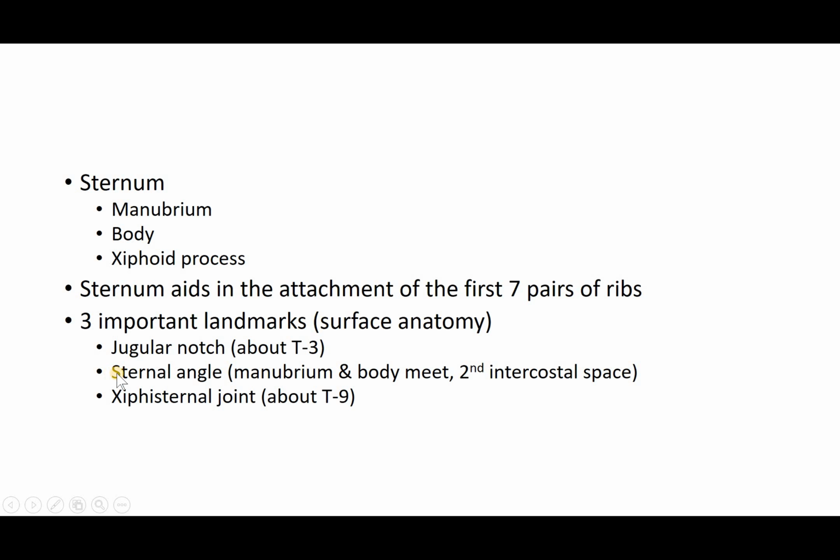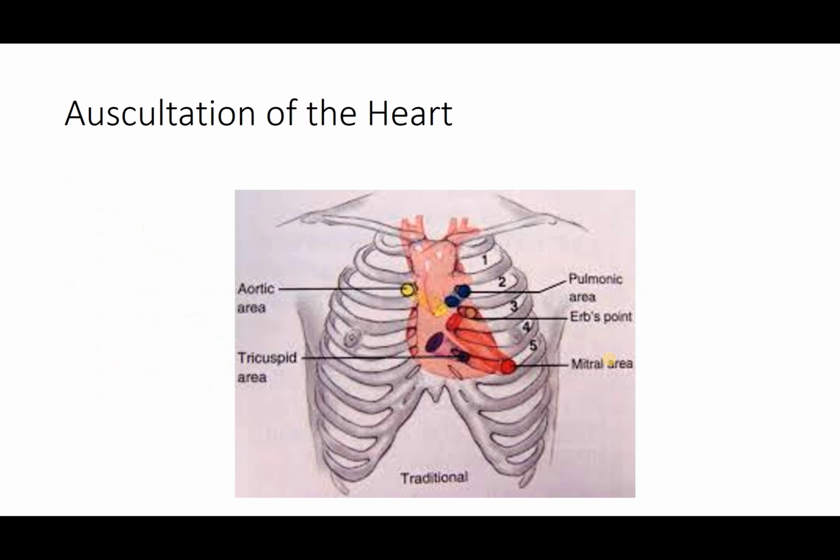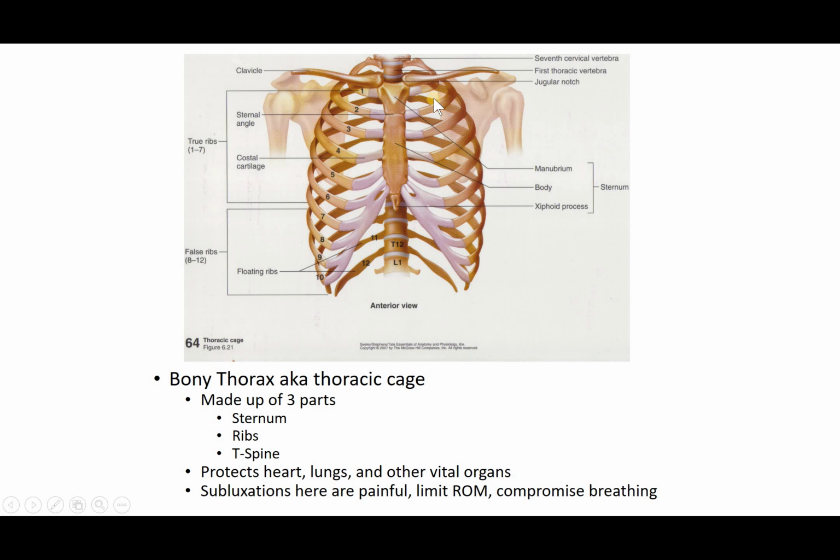Okay, this bullet here, the sternal angle, is where the manubrium and the sternal body meet, and it meets at the second intercostal space. So let's back up. Okay, right here, there's rib 1, space 1, rib 2, space 2. Okay, the angle is right there, second intercostal space, sternal angle.